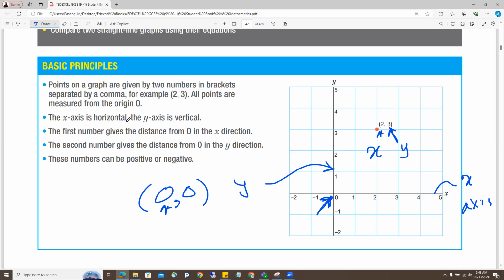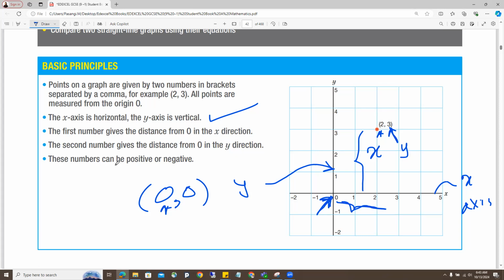The x-axis is horizontal and the y-axis is vertical. The first number gives the distance from zero in the x direction, as I already told. This is the x coordinate and this is the y coordinate. The x coordinate means the horizontal distance, and the y coordinate means the vertical distance to that point from the origin. The second number gives the distance from zero in the y direction.